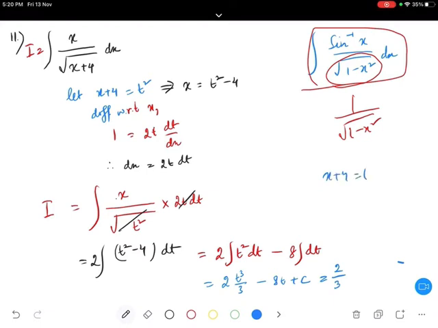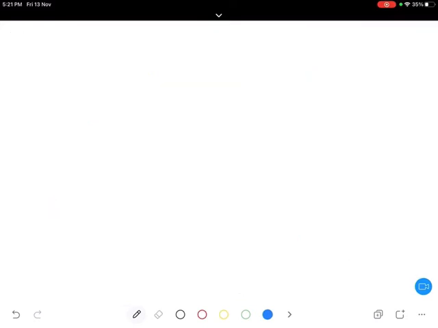In place of t, I will write: x plus 4 is equal to t square. So t is x plus 4 to the power 1 by 2. This is our t, right? So our t cube will be x plus 4 to the power 3 by 2. So I will get 2 by 3 times x plus 4 to the power 3 by 2 minus 8 times x plus 4 to the power half plus c. That's my answer. Okay, clear? Acha, this one is done. Now question number 12.